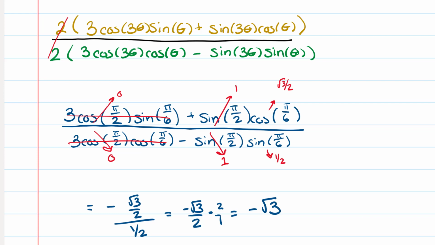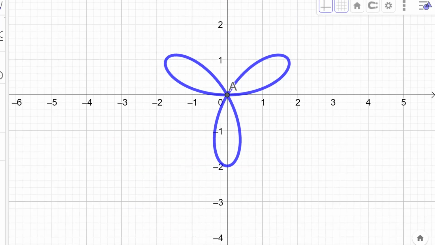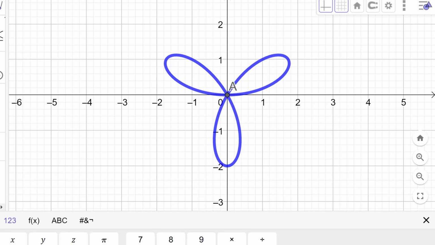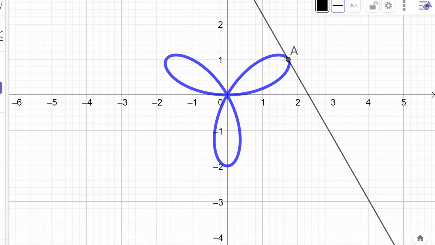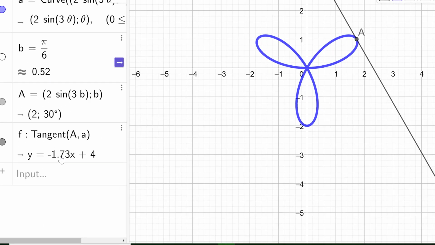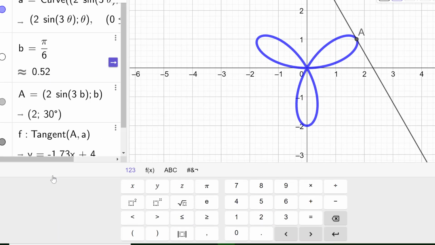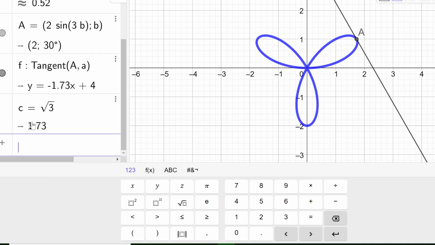Just to check to see if we're correct here, let's look at the graph real quick. So here is the graph of r is equal to 2 sine 3 theta. And if I plug in pi over 6 for theta, I get this point right here on the curve. I want to see the tangent line really quick. My slope should be negative 1.73, which I think is the square root of 3. Yep, square root of 3 is 1.73, so we do have the correct slope.